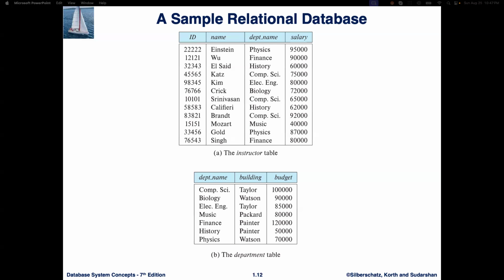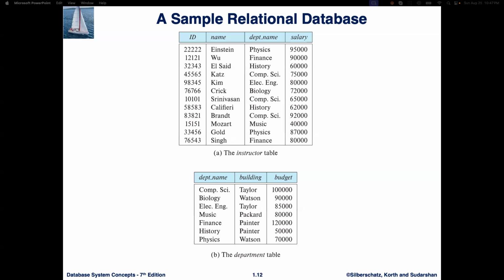For example, the computer science department is located in Taylor building and has a budget of how many grand? How many zeros? 10 grand or 100 grand. Sorry, 100 grand. Anyway. We're not as rich as the finance department anyway, but still it is good.